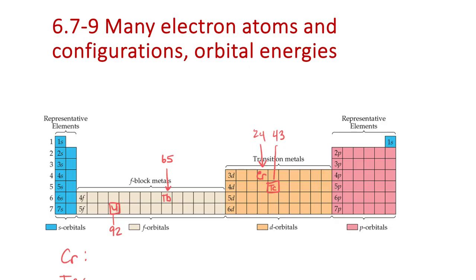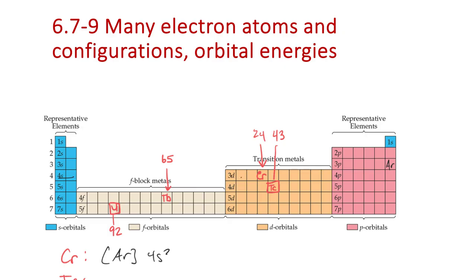But what we expect you to know is how to come up with what configuration you would think an element should have. For example, for chromium, it's just spotting the nearest noble gas preceding chromium. You would look here, that would be argon. And I'll also show you on the next slide the periodic table you get with your exam. You can give the configuration with respect to the nearest preceding noble gas, and then continue the configuration on. So that would be 4s2.